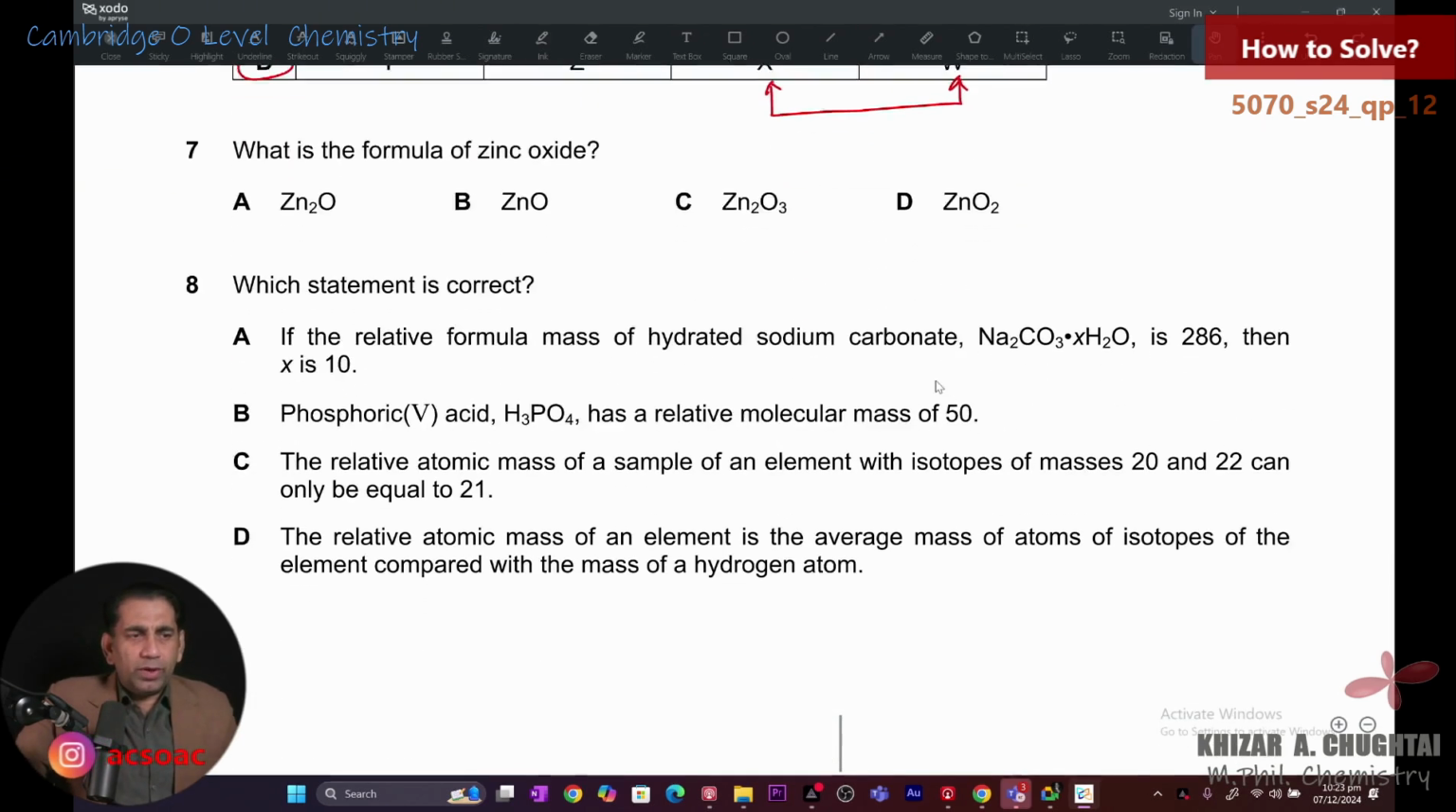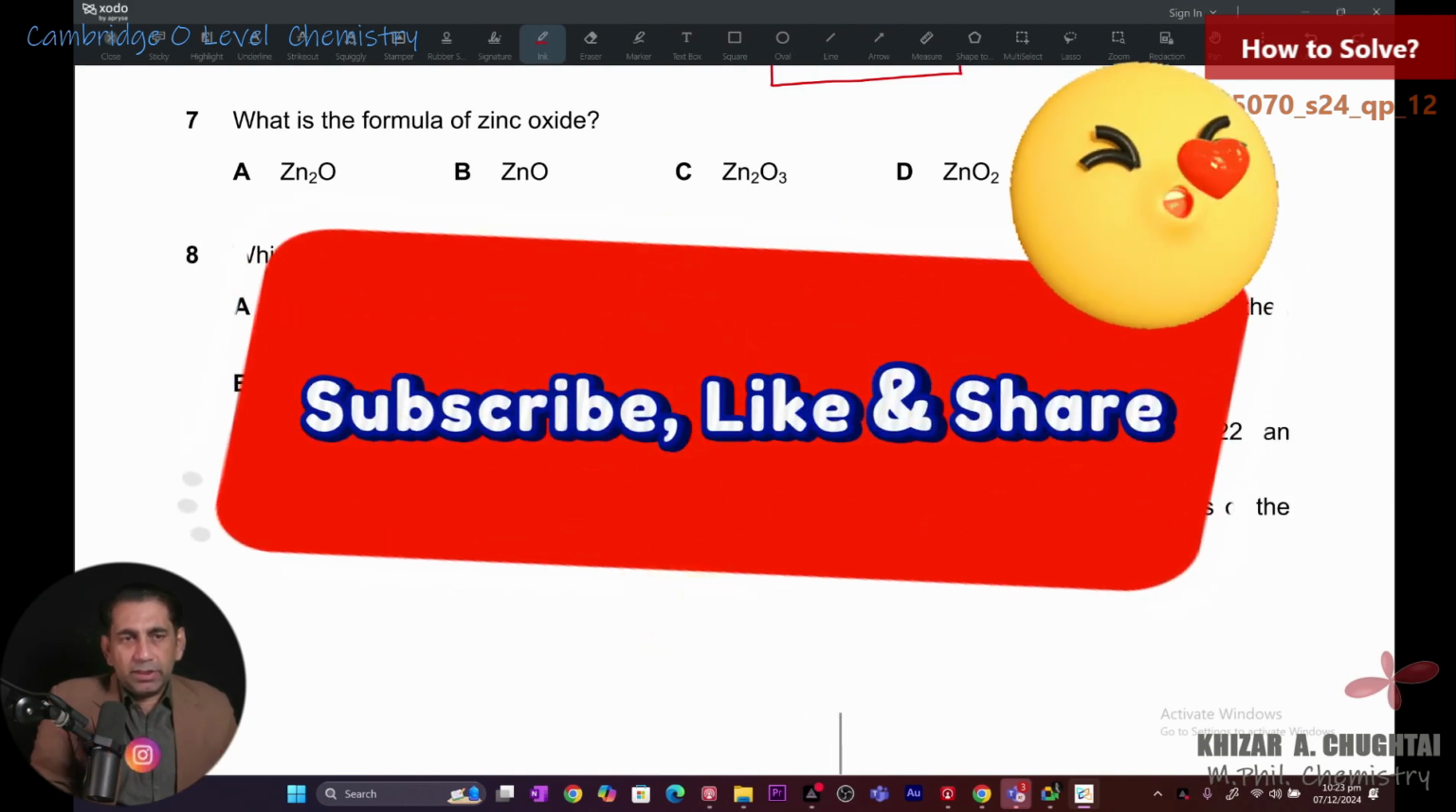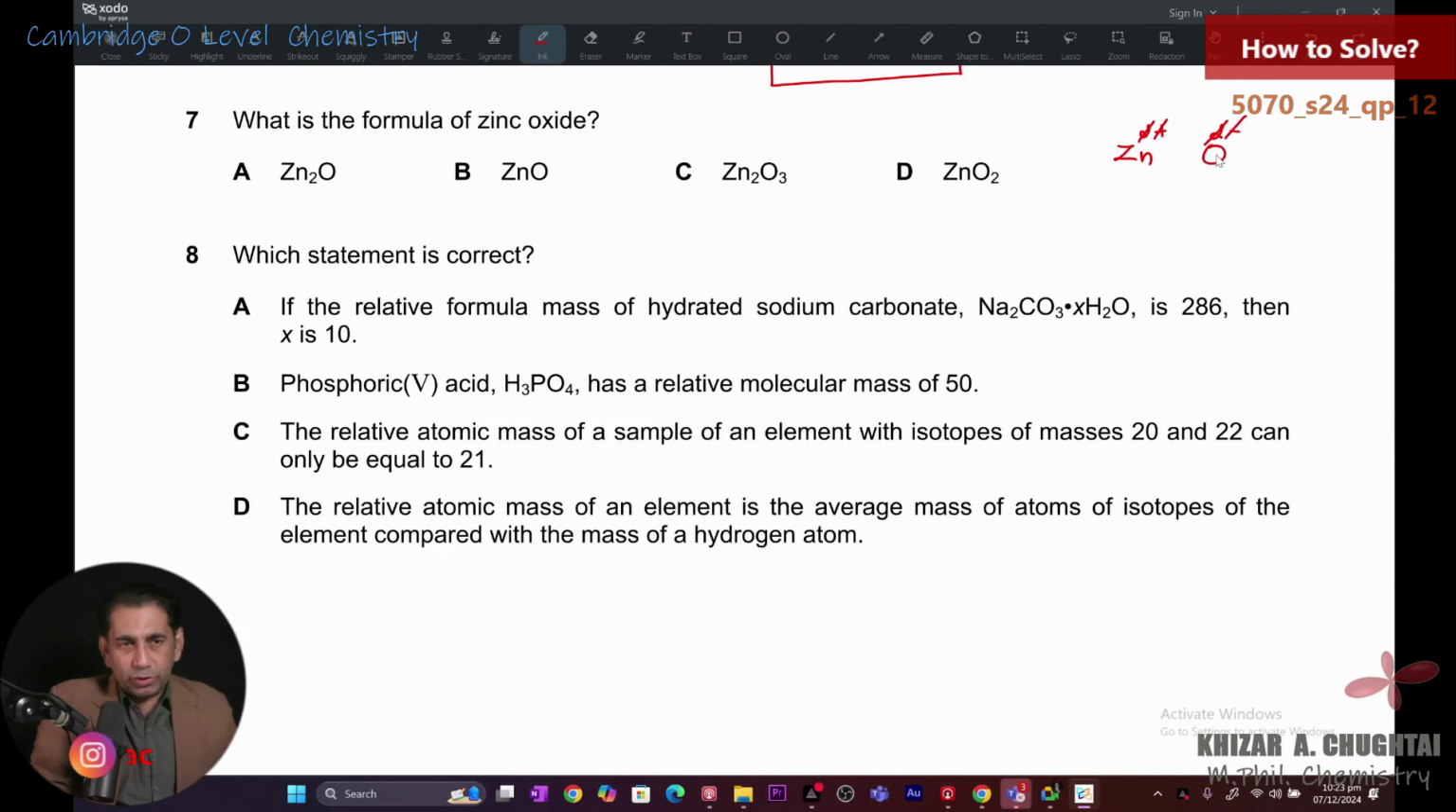Question number 7. What is the formula of zinc oxide? Zinc is not a transition element. It makes only a 2+ charge, and oxygen has a 2- charge on it. Minus and plus will cancel out. These two numbers are equal, so they will also cancel out. And so we simply have ZnO, zinc oxide. So B is the correct option.